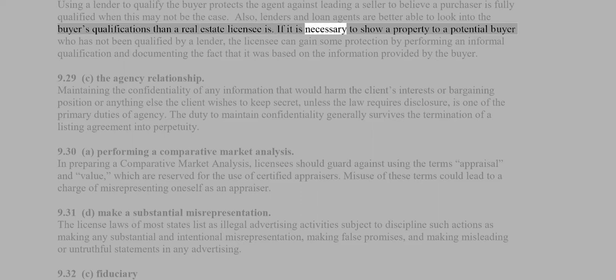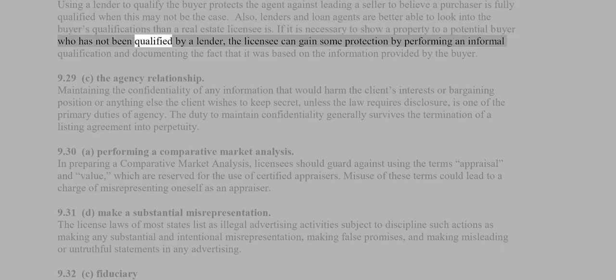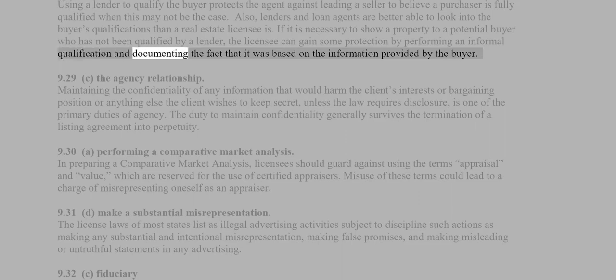If it is necessary to show a property to a potential buyer who has not been qualified by a lender, the licensee can gain some protection by performing an informal qualification and documenting the fact that it was based on the information provided by the buyer.